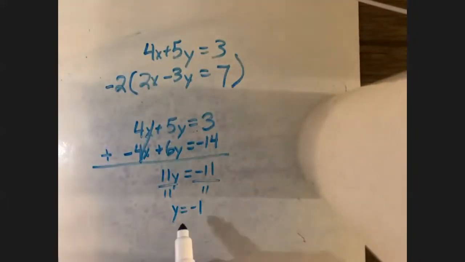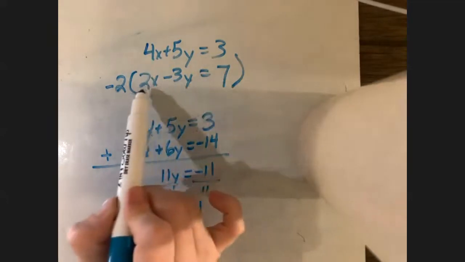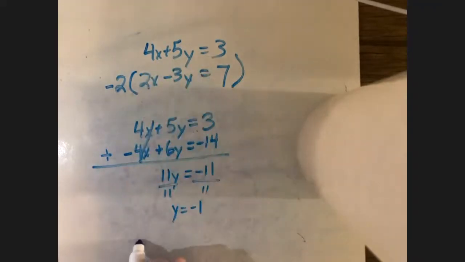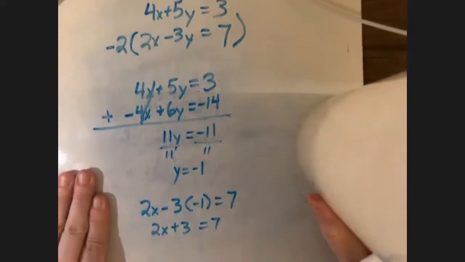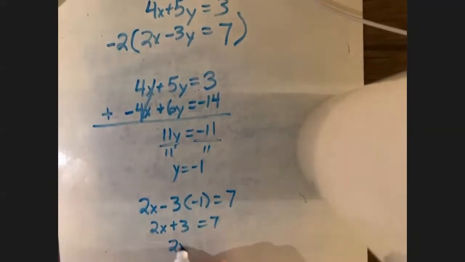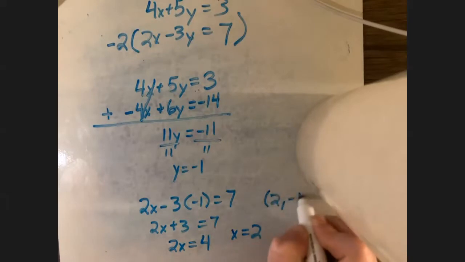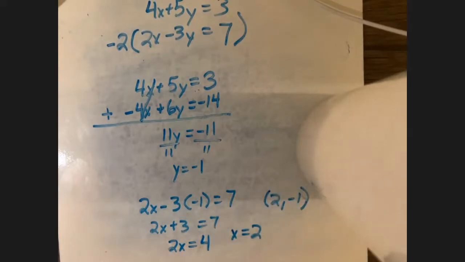Okay, so now plugging this back in, again, I like the smaller numbers in this second one over the top one. So I'm going to do 2x minus 3 times negative 1 is 7. So I've got 2x plus 3 equals 7. Subtract the 3. I'm going to have 2x equals 4. Divide by 2. We get x is 2. So again, if I've got to write it in ordered pair, I've got 2, negative 1.